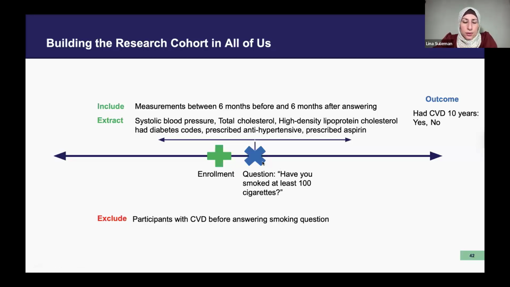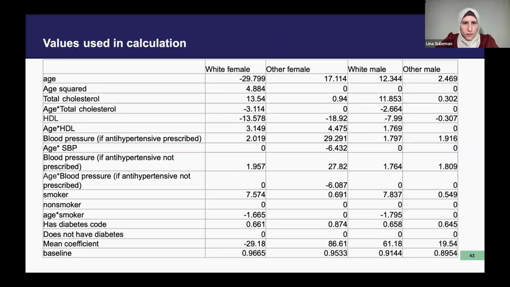And we excluded all the participants who had cardiovascular disease before they answered the questions, because if they already have it, this analysis is not meant for them. It is meant to identify new people who are at high risk of being diagnosed with cardiovascular disease. We needed to exclude the participants who already have CVD, because that would bias our analysis.